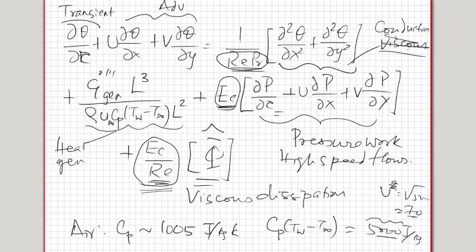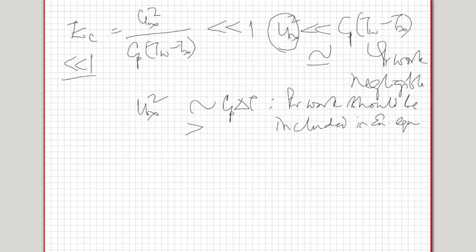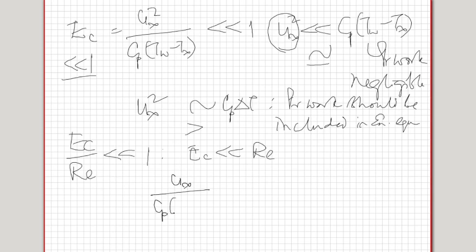Now let's try to understand what we mean by Ec by Re is much less than 1. When does that happen? Eckert number is much less than the Reynolds number. What is Eckert number? U infinity squared divided by Cp into (T wall minus T infinity), that is the Eckert number, is much less than U infinity L by nu. Okay, so this is your Reynolds number.